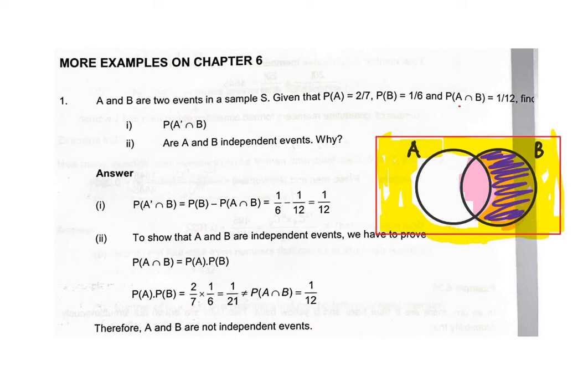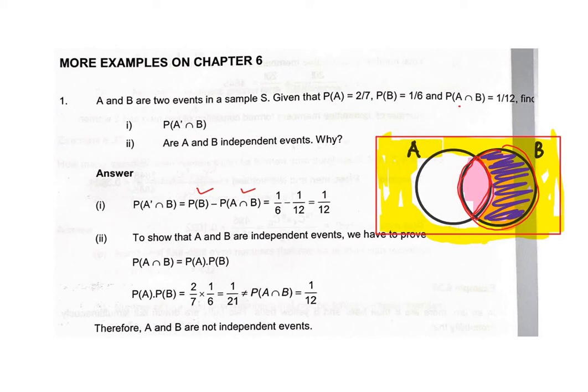So that's why we use the formula probability of B, so keseluruhan B ni tolak dengan, so kita nak buang yang bahagian tengah ni. So this one is probability of A intersect B. So probability of B minus probability of A intersect B. So probability of B is 1 over 6 minus probability of A intersect B which is 1 over 12. So the answer is 1 over 12.